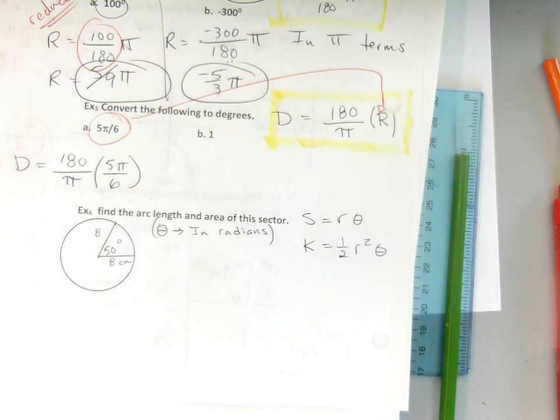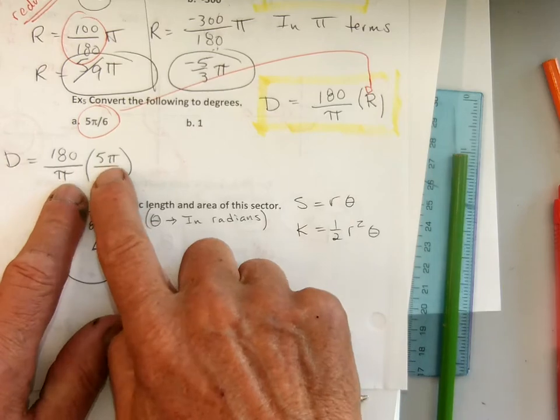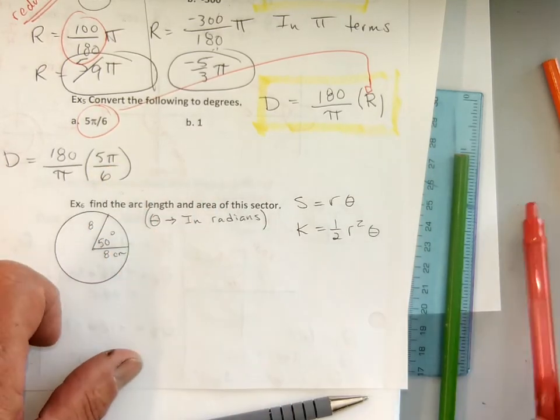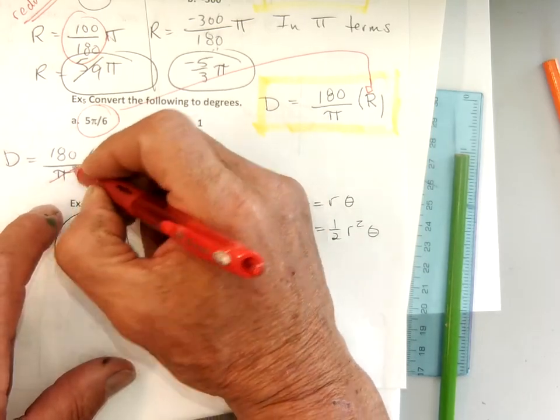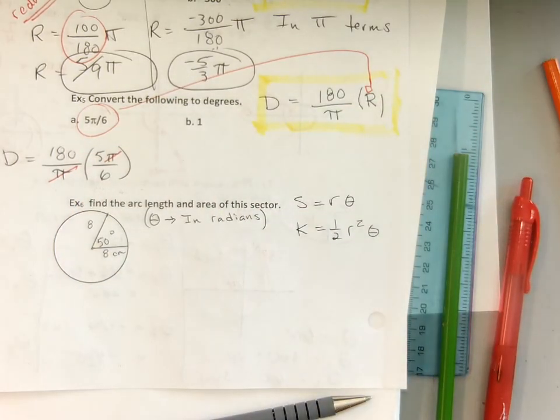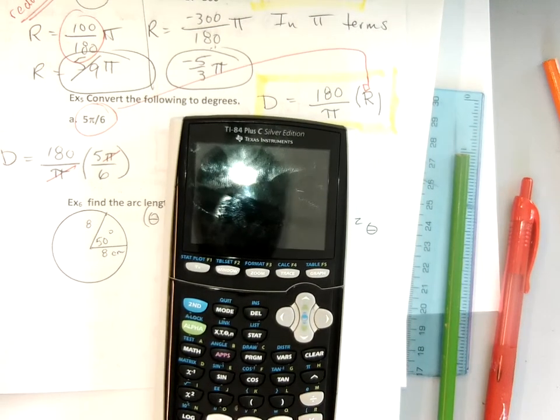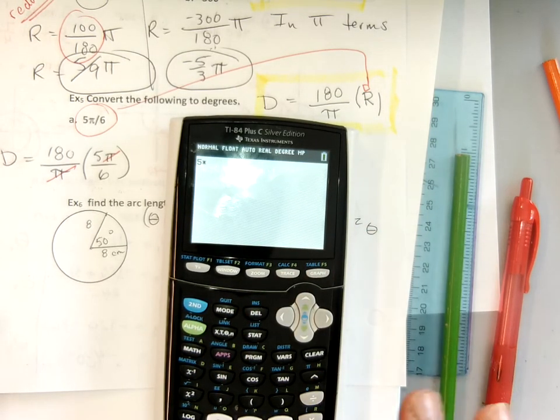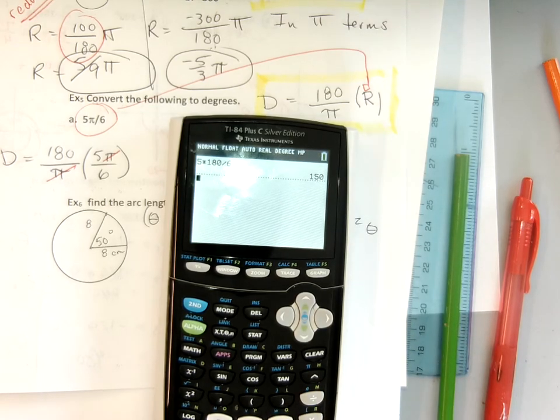What do you notice first? Anybody notice something? Hopefully something easy. Well, what do you see about the pis? Don't you guys agree the pis cancel? Yeah, I agree. And then I'm just going to go, what is 5 times 180 divided by 6? I'm just going to use my calculator quick. 5 times 180 divided by 6, and I get an answer of 150 degrees.